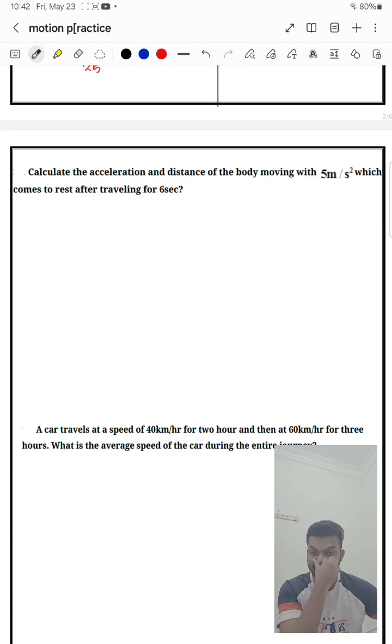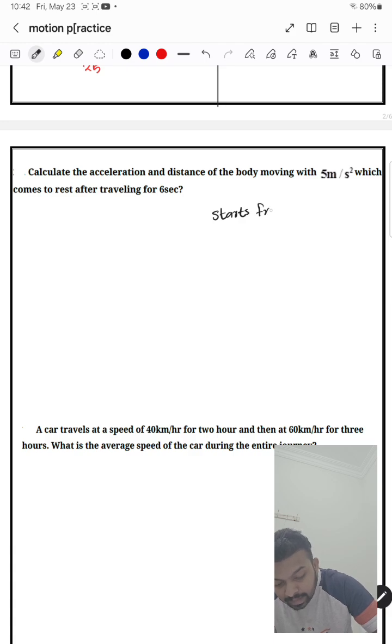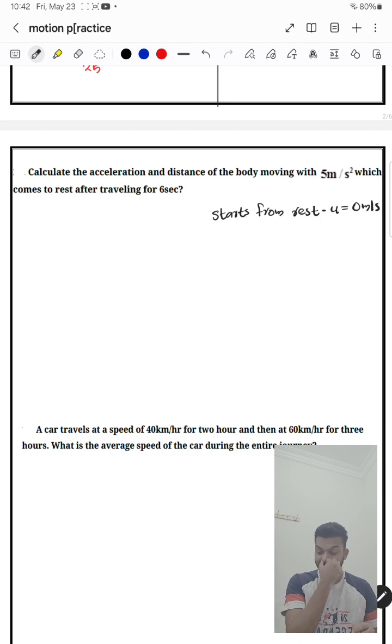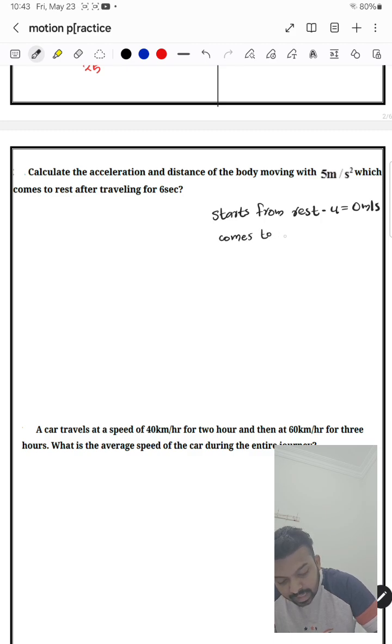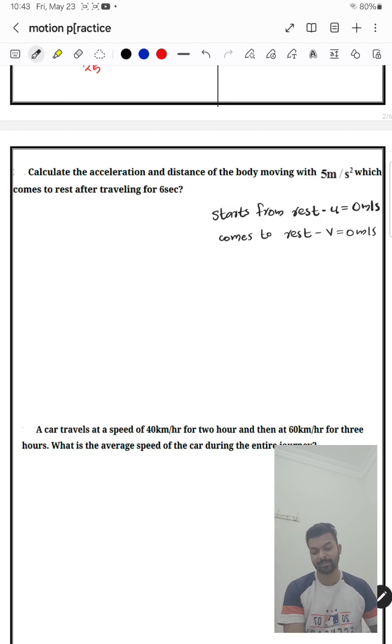See, there are certain things you have to always look into. Please write this as a tip in your notebook: object starts from rest. What does it mean? It means u is equal to 0 meter per second. Clear or not? Starts from rest means u is equal to 0 meter per second. Then comes to rest means v is equal to 0 meter per second. These are the two things which you have to always notice.